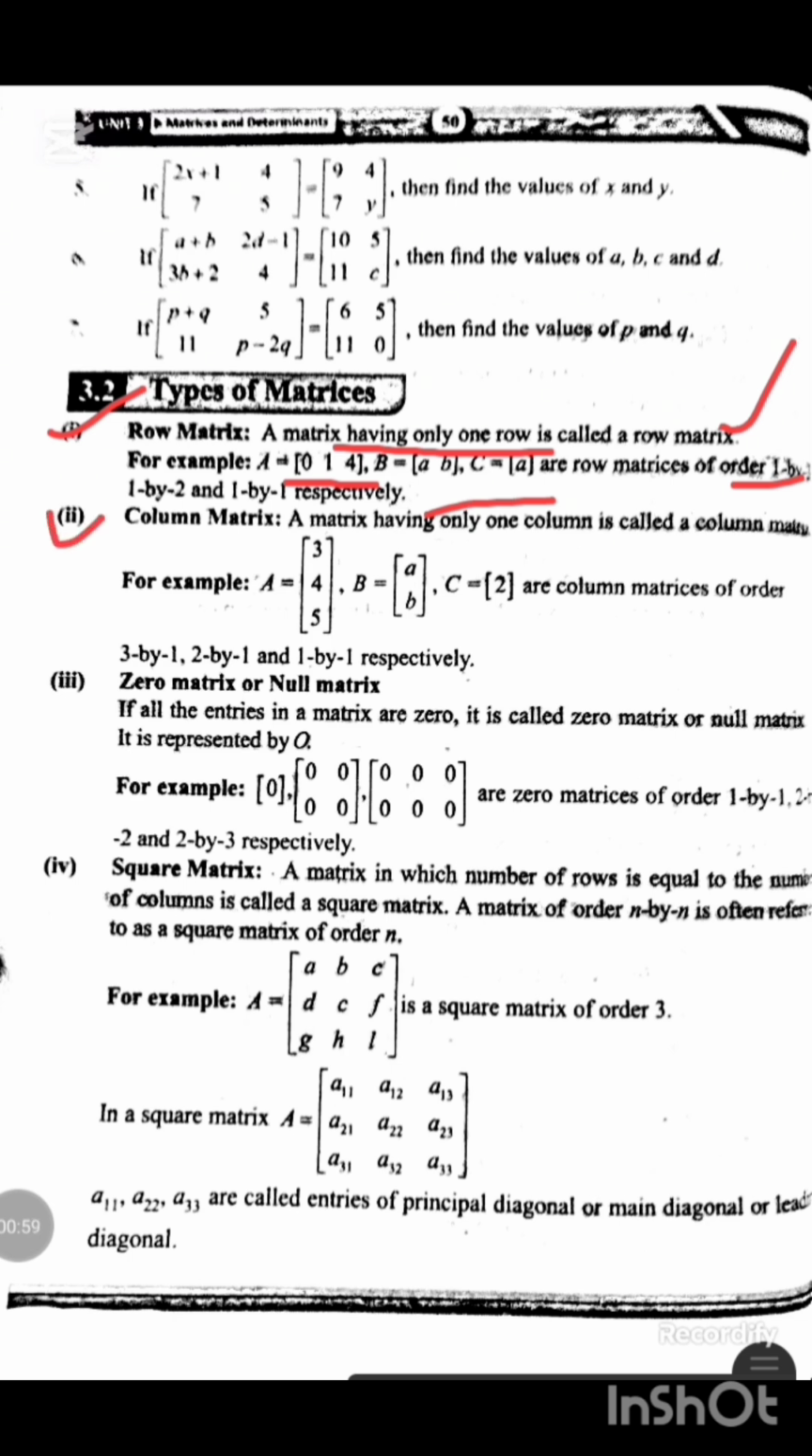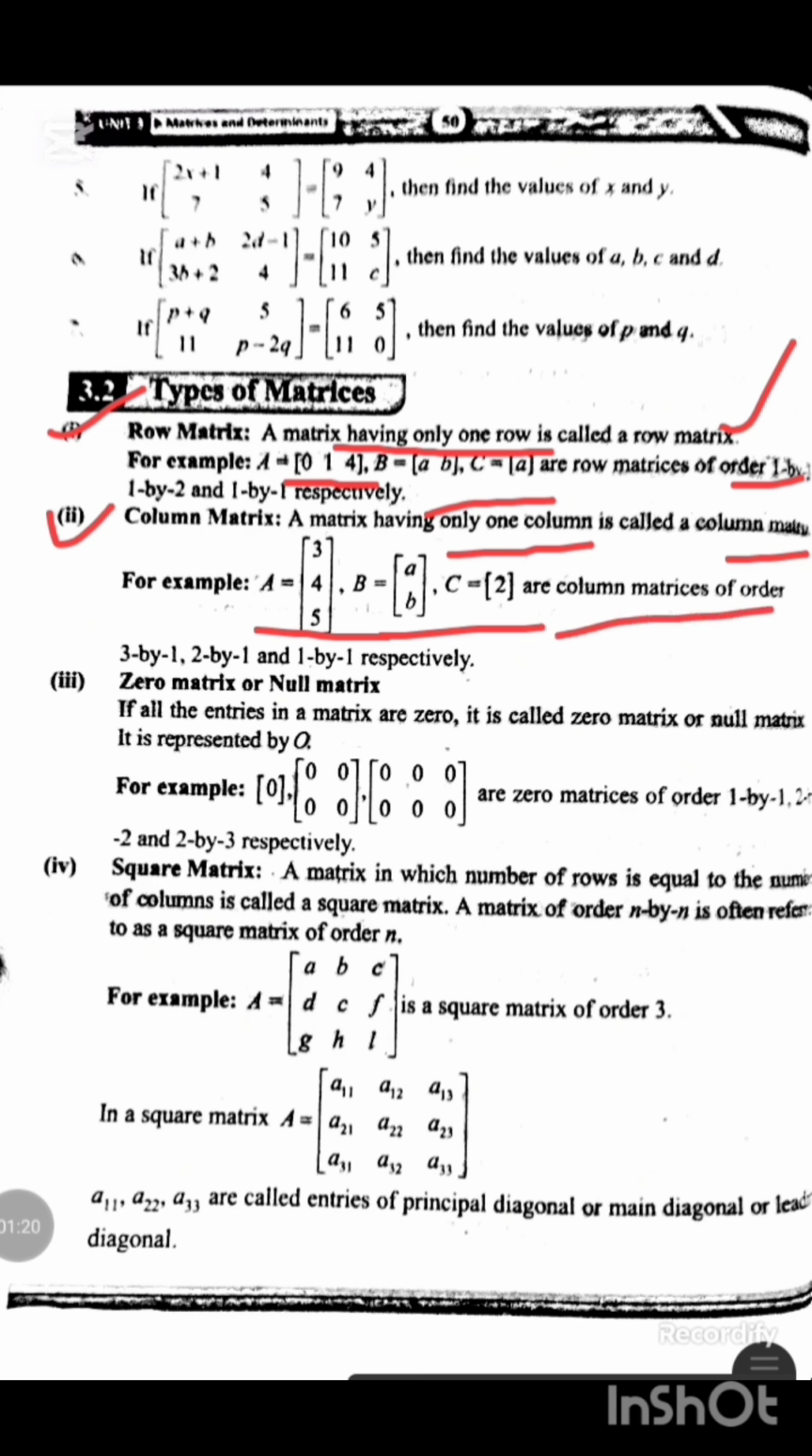So next we have column matrix. A matrix having only one column will be called a column matrix. For example, we have matrices A, B and C having only one column. It means that rows may be different, but we have only one column in these matrices.